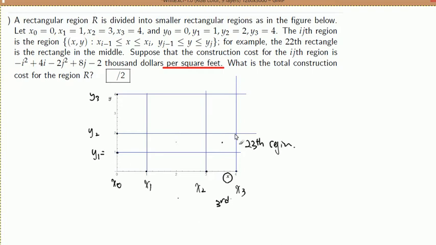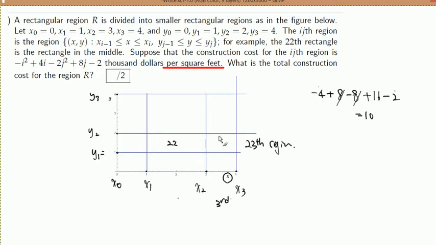So, for example, if you're in the 2, 2 region, then you plug in i equals 2 and j equals 2 to get the cost. Okay, so what is it? Negative 4 times 2, that's negative 8, right? This part. And that's 16 minus 2, so they cancel. So that's positive 10. So in this region, the construction cost is $10,000 per square feet.